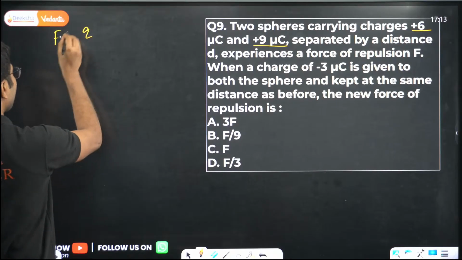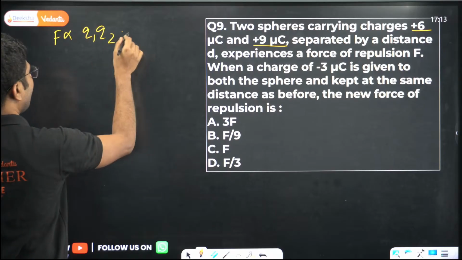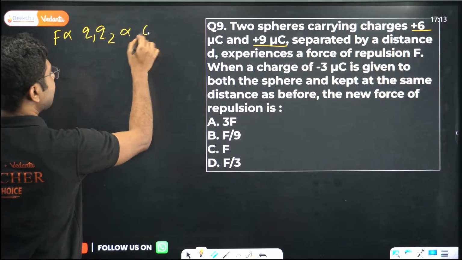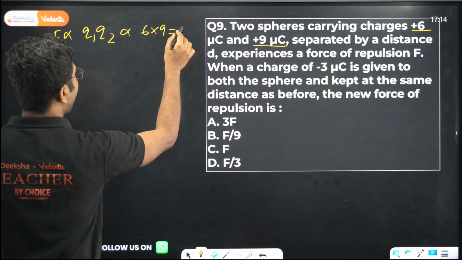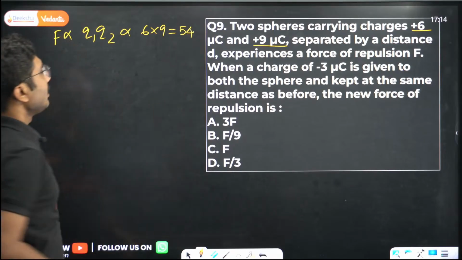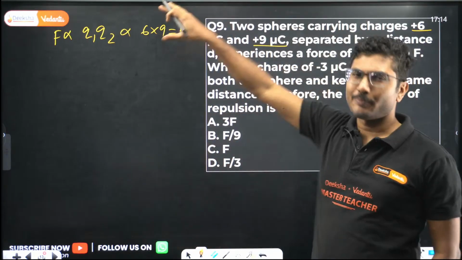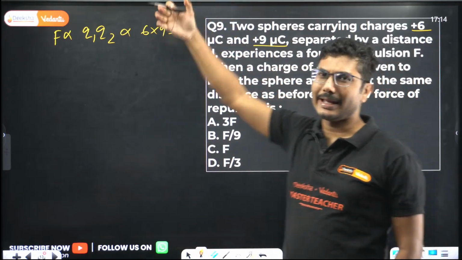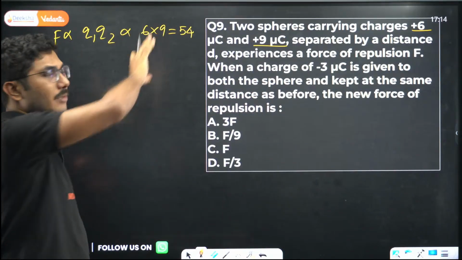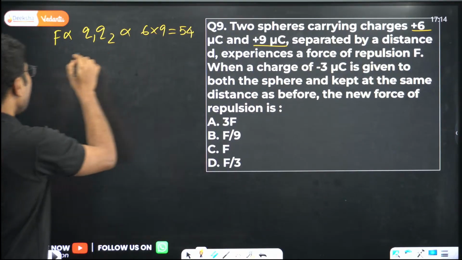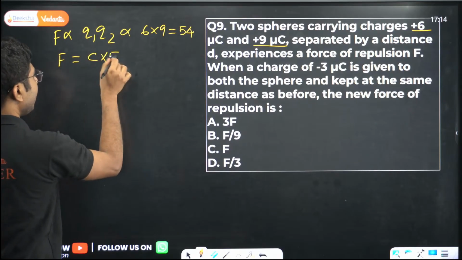Initial force was proportional to Q1 Q2, that is proportional to 6 into 9, that is 54, right? So this was the initial force. Okay, some proportionality constant is there, k Q by r square, obviously k and r being constant, so there will be some proportionality constant, but initially the force can be written as a constant into 54.